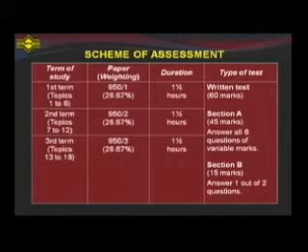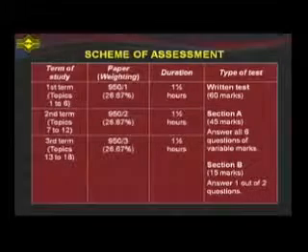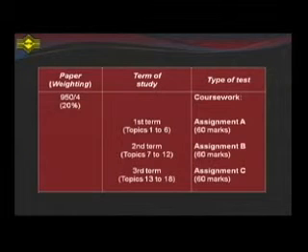The total mark for each paper is 60, and the time duration is 1.5 hours. Paper 4 is coursework comprising 3 assignments, each based on topics 1 to 6, topics 7 to 12, and topics 13 to 18. The percentage weighting of paper 4 is 20%.